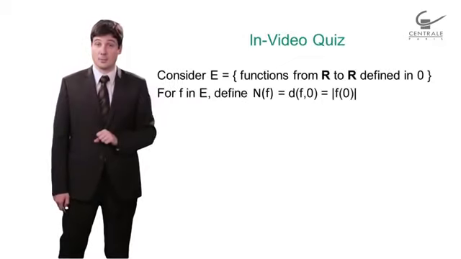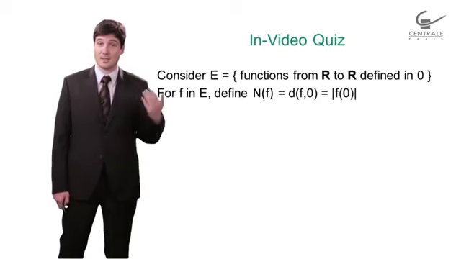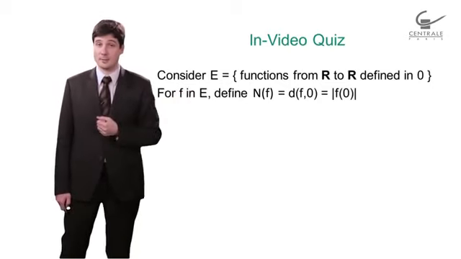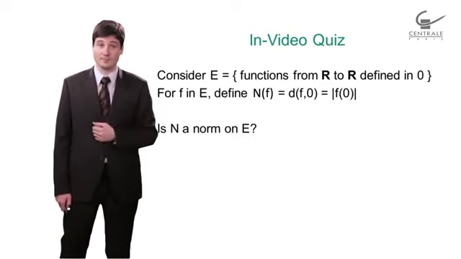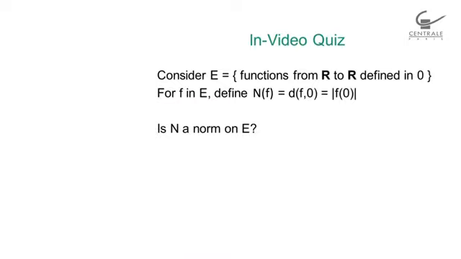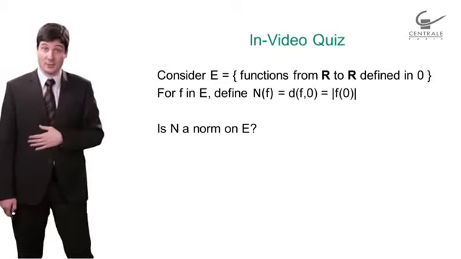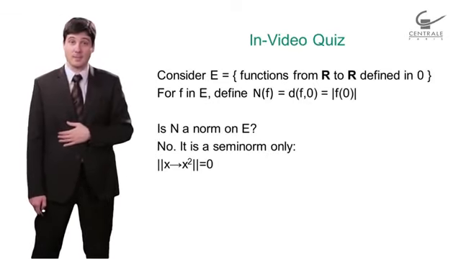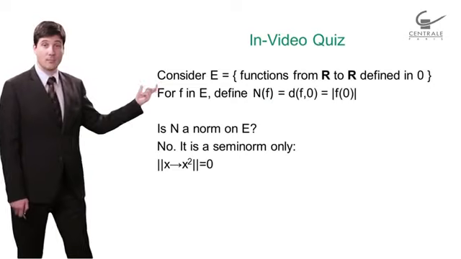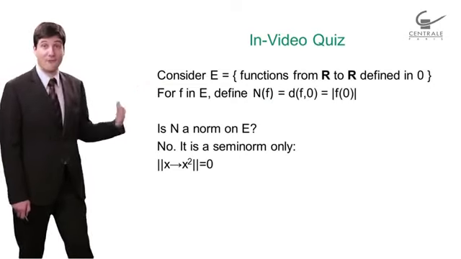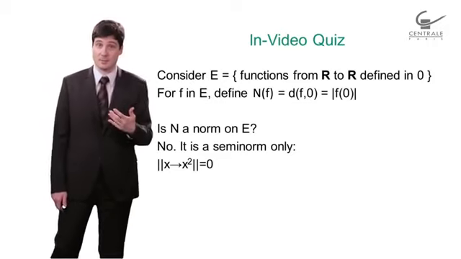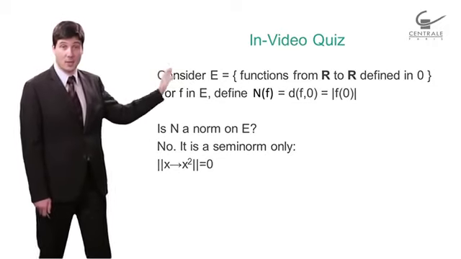I would like to ask you this question. E being the set of functions from R to R defined in 0, can I define the norm of f as the absolute value of f of 0? Is this a norm? The answer is no, because if you look at the value of x squared in 0, that is 0, but the function itself is not 0. So this is not a norm.